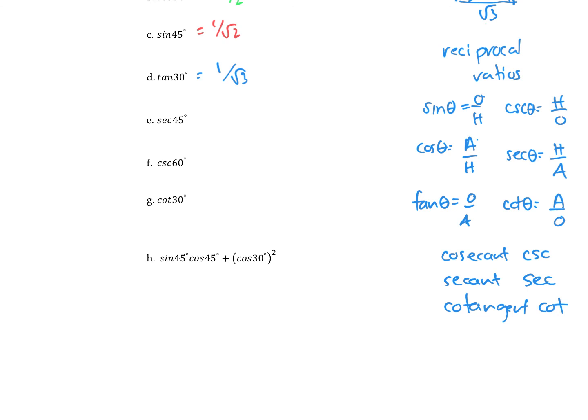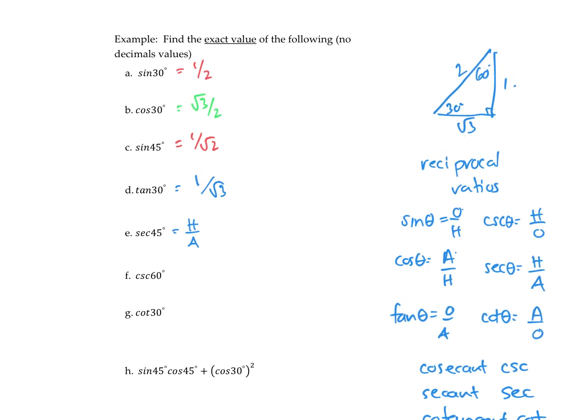So if I want secant of 45, secant is a reciprocal of cosine, so it's going to be a hypotenuse over the adjacent. So I'm going to look at my 45-degree special triangle, and it's 1, 1, root 2. So the reciprocal would be the hypotenuse, which is root 2, over the adjacent side, which is 1, which I could just simplify to root 2. Cosecant is a reciprocal of sine, so it's going to be a hypotenuse over the opposite. So I'm going to look at my 60-degree angle. The hypotenuse is 2, and the opposite side is root 3.